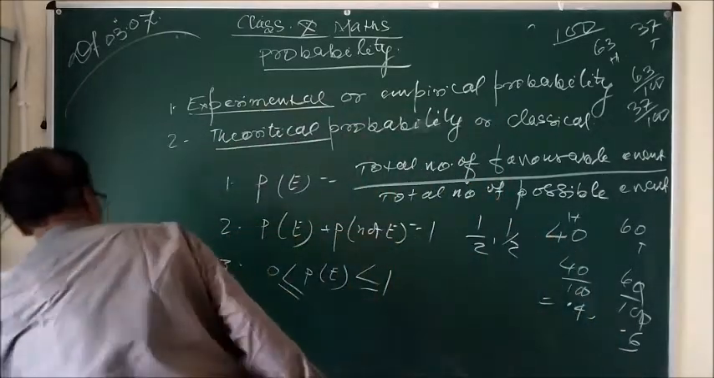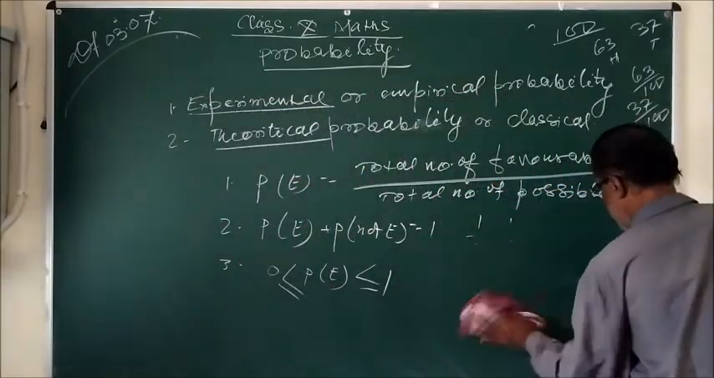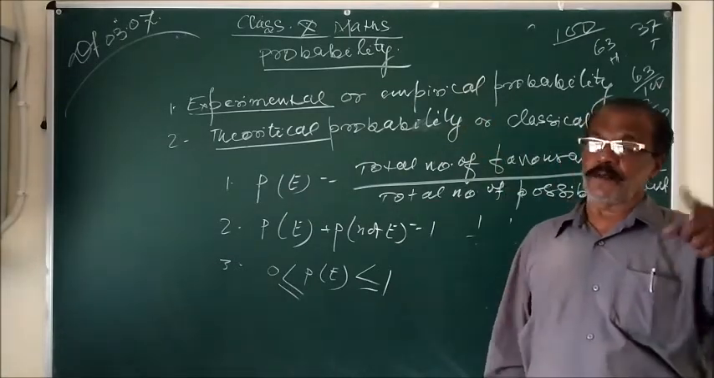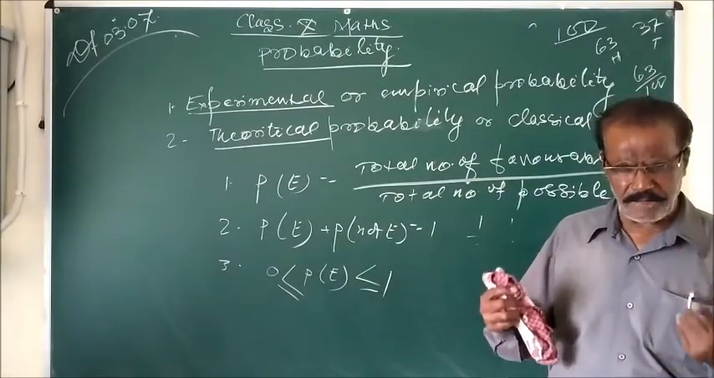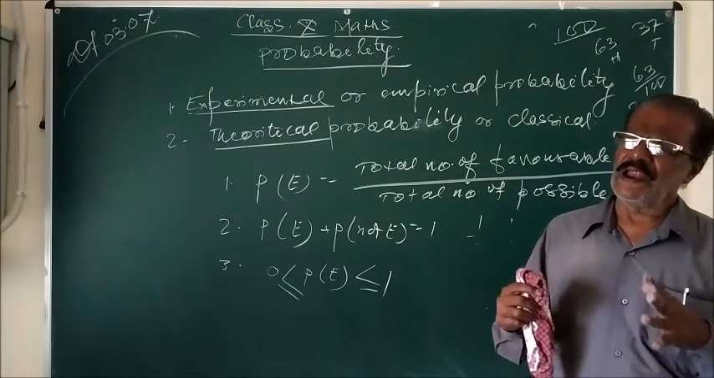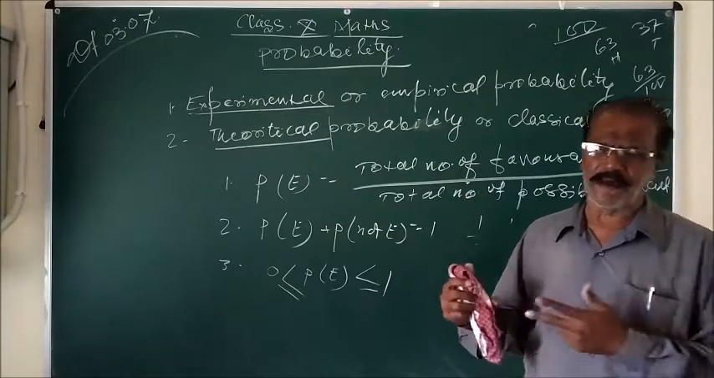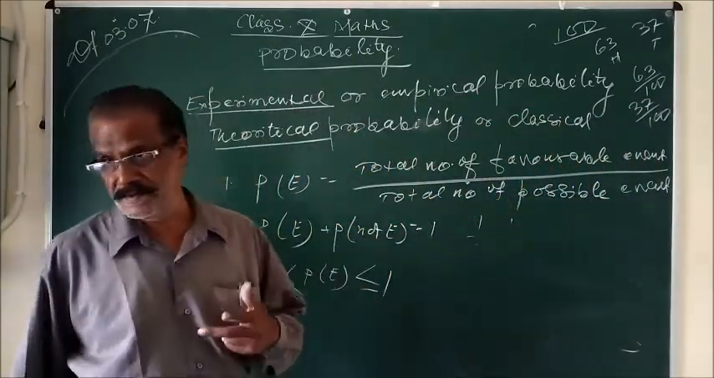Now I repeat and then I explain a few examples. So probability is a new branch of mathematics. In this branch, this topic, we only learn about the guessing of an event. Number of examples, number of activities you can guess.